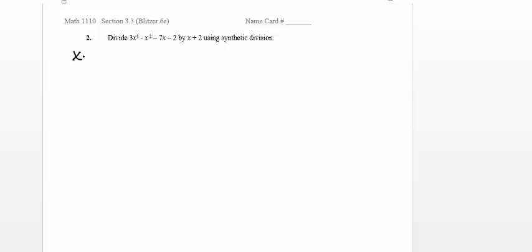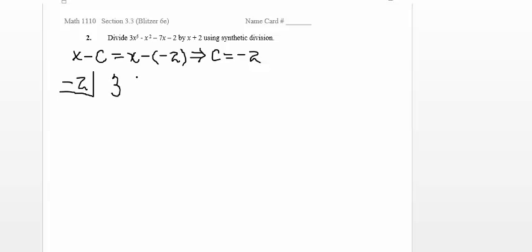Well, now let's divide this by synthetic division. And we've got to look at x plus 2 as x minus c. So x plus 2 is the same as x minus negative 2, so c is negative 2. So I put c in this partial box of the synthetic division setup. And now beside that, I write the coefficients of my function f of x: 3, 0, 0, negative 1, negative 7, and negative 2.